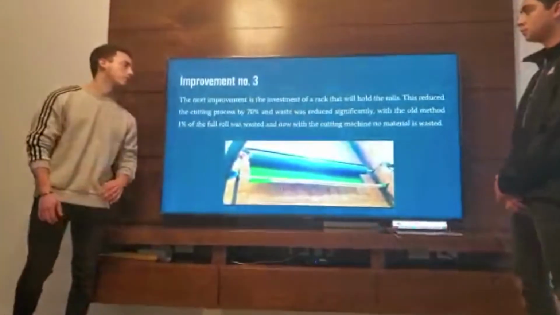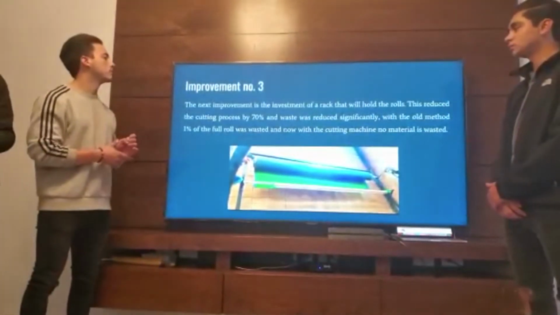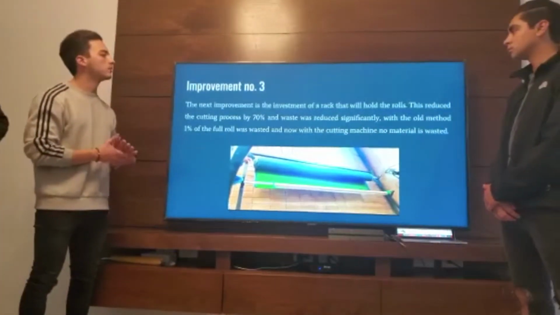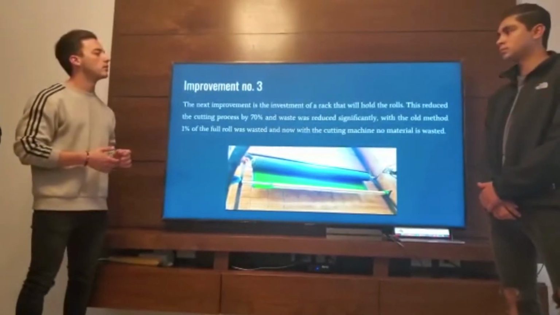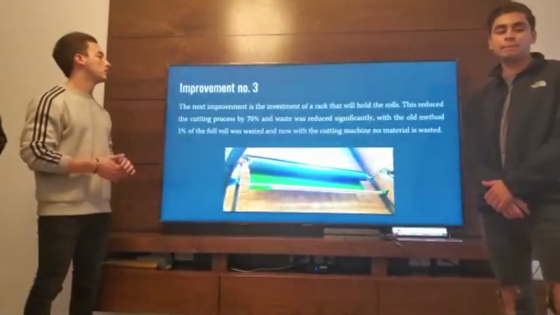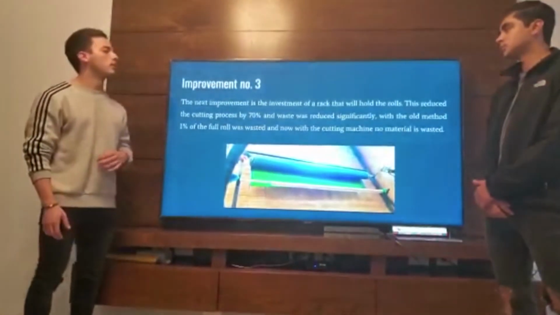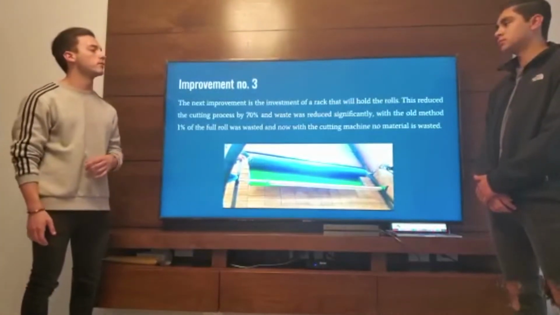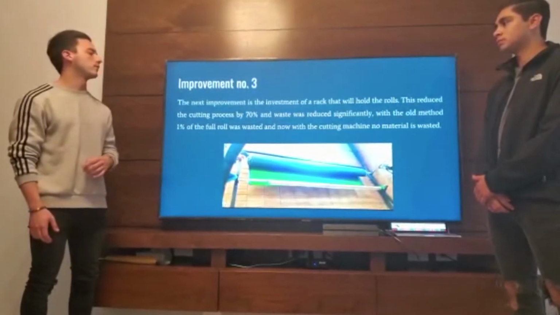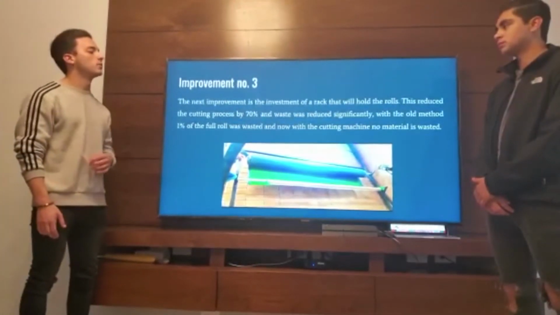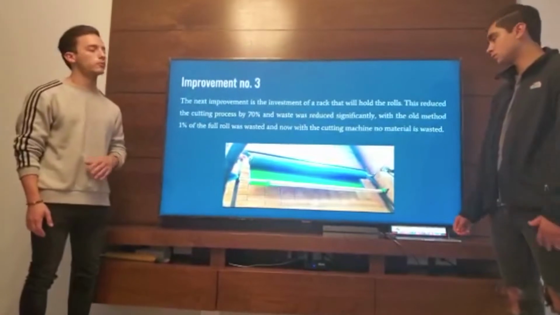And then the improvement number 3, with this improvement, we invest in a rack that will hold the rolls. This reduced the cutting process by 70%, and waste was reduced significantly. With the old method, 1% of the full roll was wasted, and now with the cutting machine, no material is wasted.